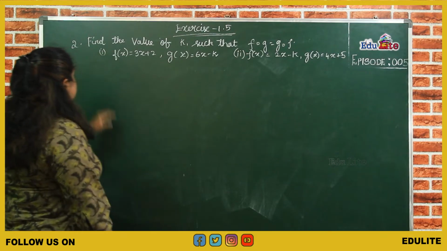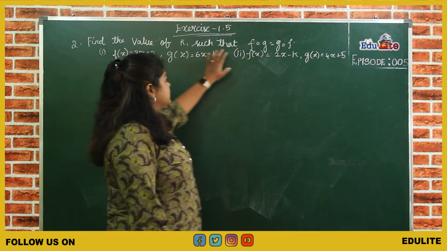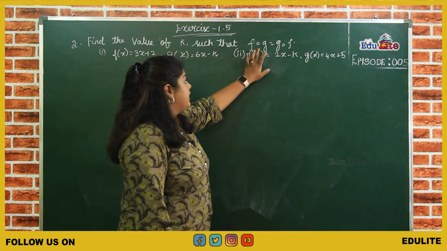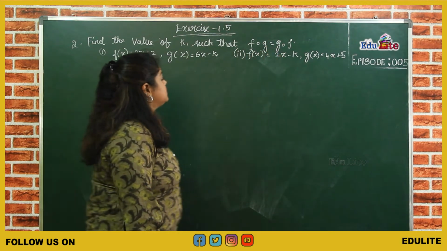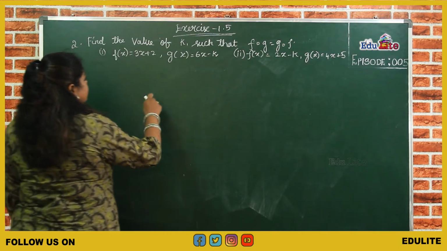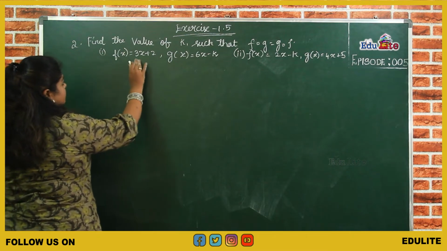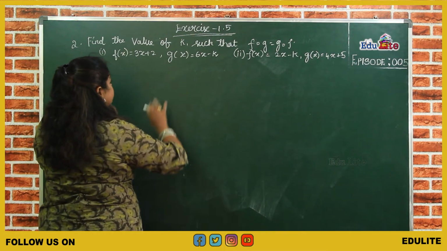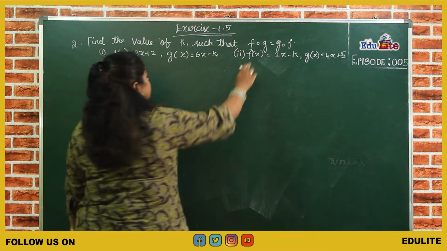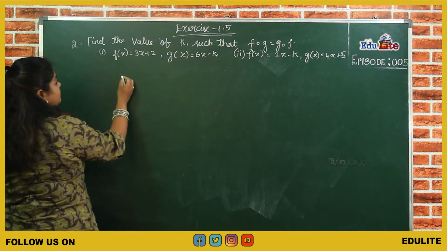In the second problem, we have to find the value of k such that we are given the relation f composite g equals g composite f, and for finding the value of k we have to use these two subdivisions. First subdivision, f of x value is 3x plus 2, g of x value is 6x minus k. We have to use this equation. So we will find one by one.